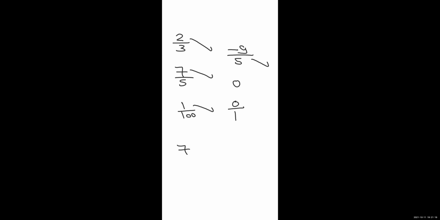So again, 2 over 3, rational number. 7 over 5, rational number. 1 over 100, rational number. Negative 9 over 5. 0 is a rational number. Why is 0 a rational number? Because actually it's 0 over 1. 7 is a rational number. How? Because actually it's 7 over 1. Negative 9 is also a rational number, because it's negative 9 over 1.